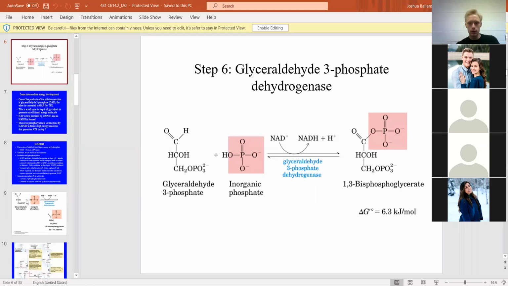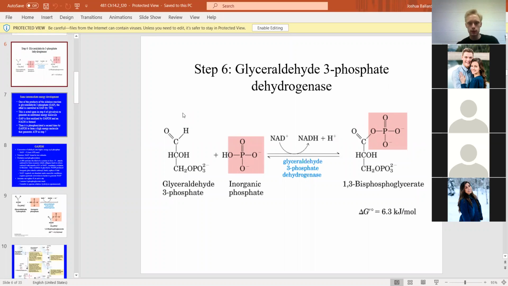All right, now we're on to step 6: glyceraldehyde 3-phosphate dehydrogenase. Remember, a dehydrogenase is an enzyme which removes a hydrogen. That can always be a key to determining what type of function it will serve. In step 6, glyceraldehyde 3-phosphate is our substrate. We're removing this hydrogen and substituting it with this phosphate group.